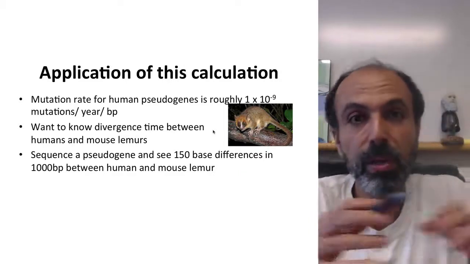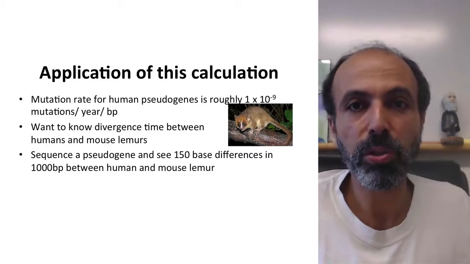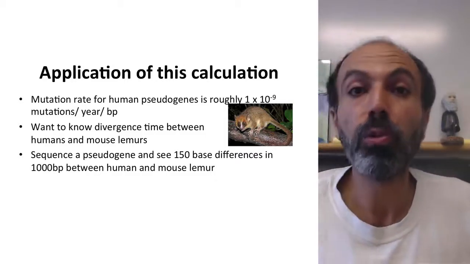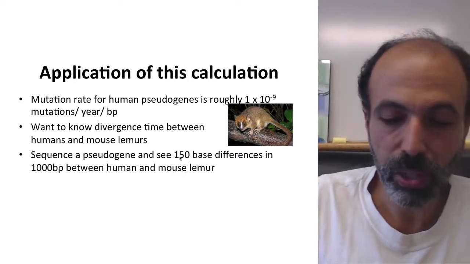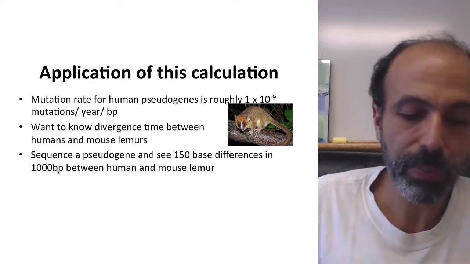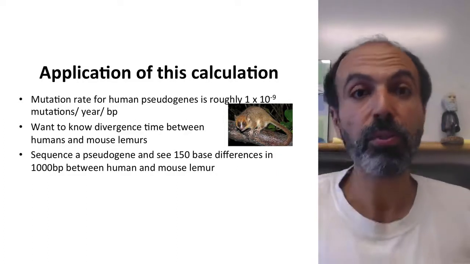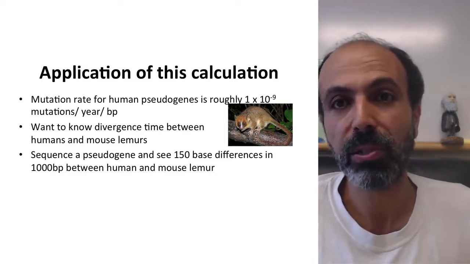So what we do is we sequence a particular pseudogene. A pseudogene, by the way, is a gene that is no longer functional. So it's assumed that mutations that arise in it are going to be neutral. They're not going to have any effect on fitness. You sequence the pseudogene and you find 150 base differences in 1,000 base pairs between the human and mouse lemur. Okay? This is not unusual. You expect several DNA sequence differences between humans and mouse lemurs. We're not that closely related.